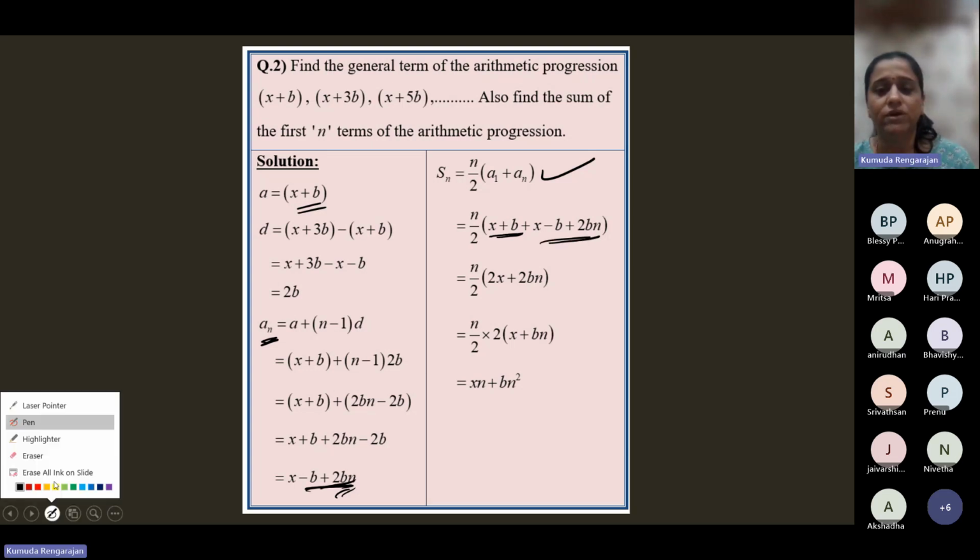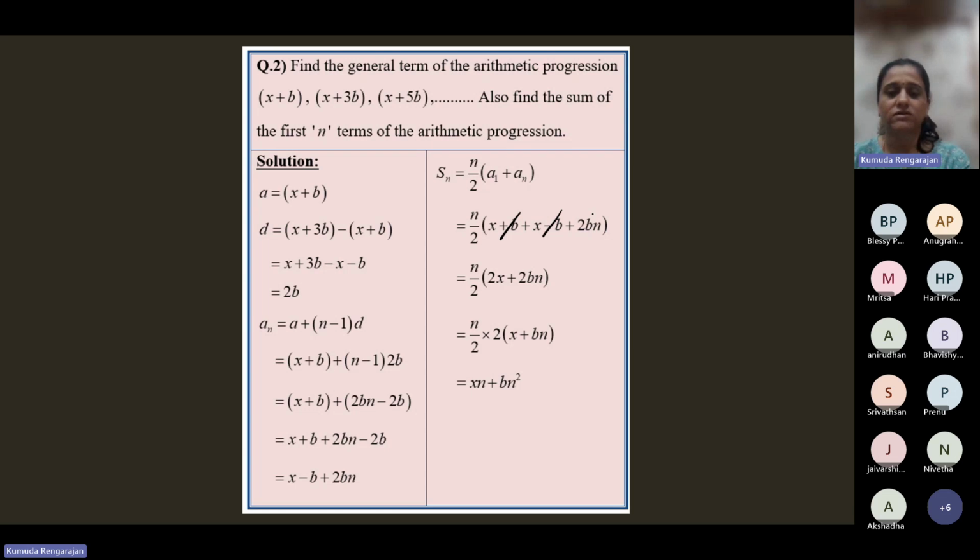So what happens? Plus b and minus b get cancelled, right? Then we have x plus x is 2x, and this 2bn. And 2 is common, so take out 2. Then we have x plus bn in the bracket. And now 2 and 2 get cancelled. Correct? It is x into n, or nx, whatever, plus bn squared.